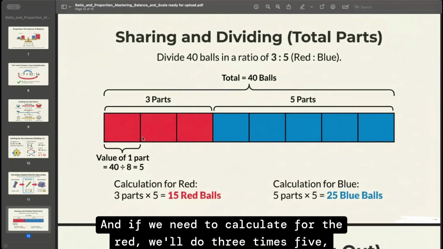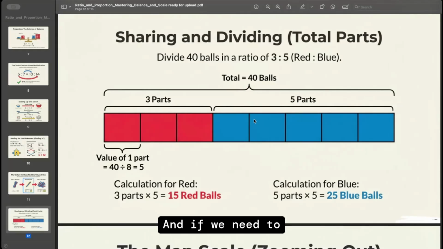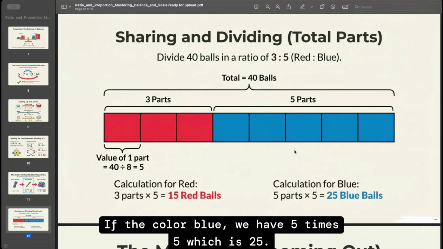And if we need to calculate for the red, we'll do 3 times 5, which is 15. And if we need to calculate for the blue, we have 5 times 5, which is 25.